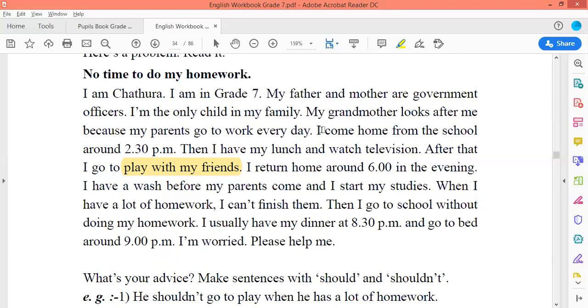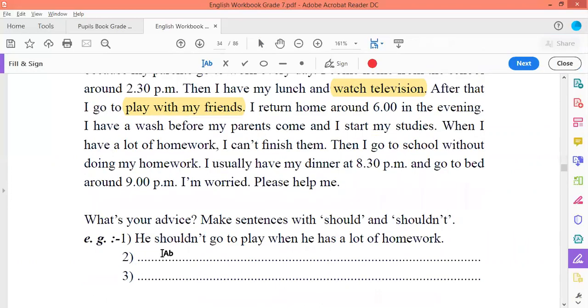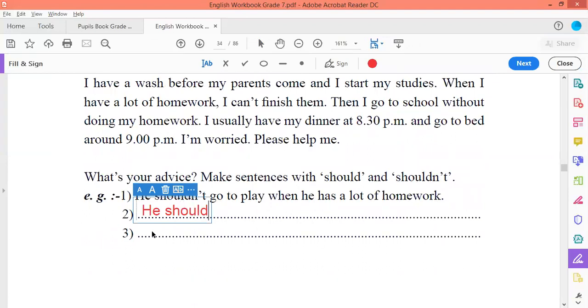Yes. Now he says, I come home from school around 2:30. What does he do? He watches television. Now, if you have homework, should you be watching television? No. So what shall we write here? He? Yes. Look at the previous example. He should not. Yes, very good. He should not. I will write shouldn't. He shouldn't watch television. He should not watch television when he has a lot of homework.